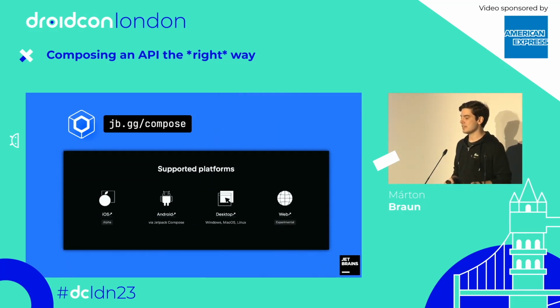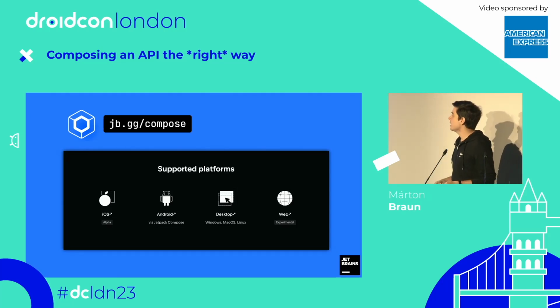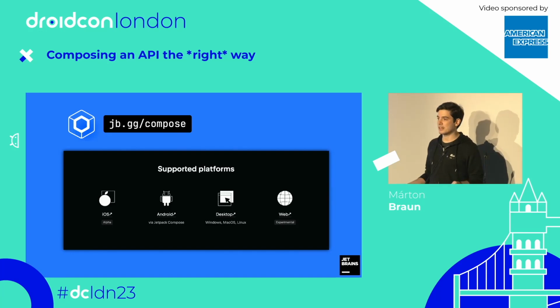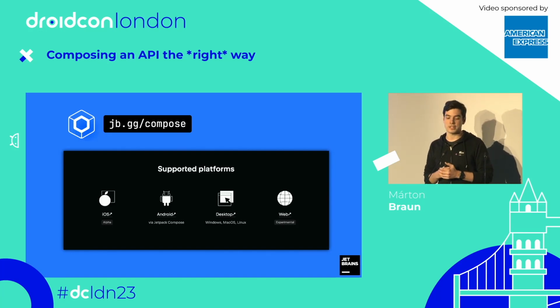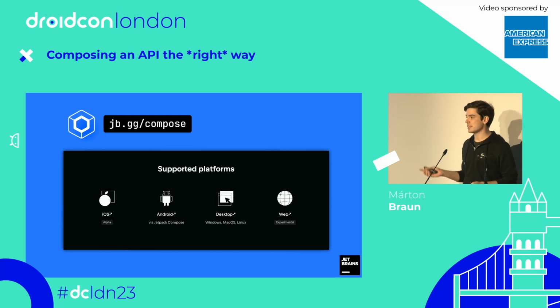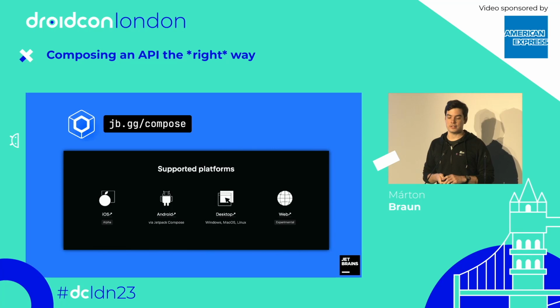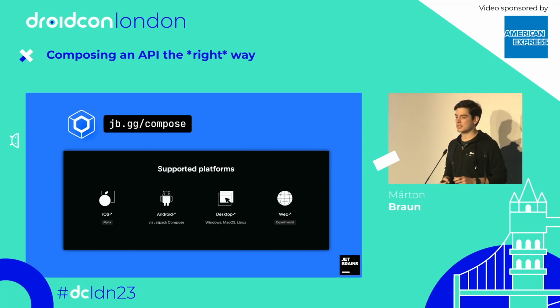The current state of this is that on iOS, it's in alpha. On Android, it's stable. Of course, it's just Jetpack Compose. It's also stable on desktop already, so you can build desktop apps, Windows, macOS, Linux apps using Compose Multiplatform. If you use JetBrains Toolbox, that's actually a Compose Multiplatform app for desktop. And there's also web support, which is super experimental at the moment, but it's really fun to play with.